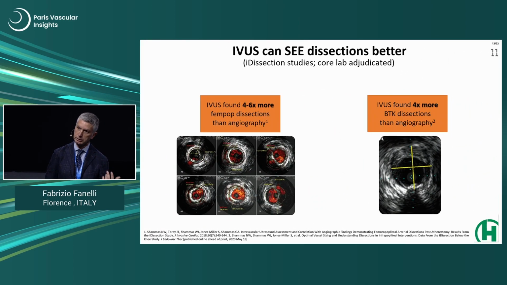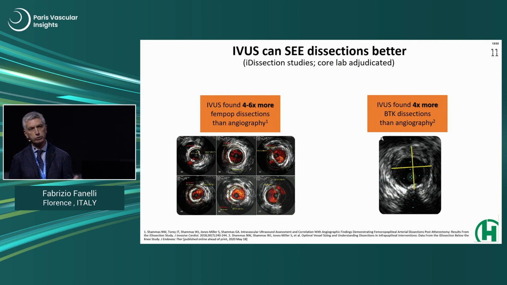Also dissection, we spoke before. This is also to understand better the grade of dissection. And Kuhn asked me how we can evaluate dissection. Here is the answer. You see, IVUS is able to evaluate 4 to 6 times more dissection than angiography in the femoropopliteal region and more than 4 times below the knee.